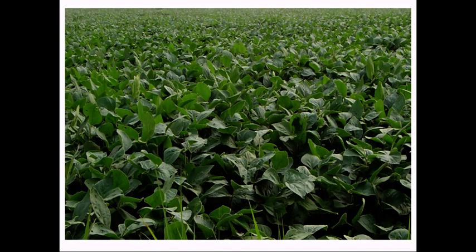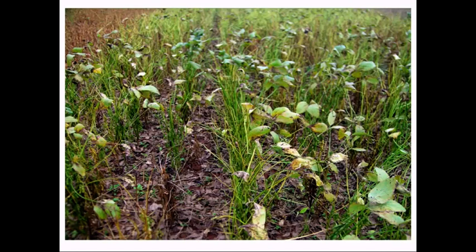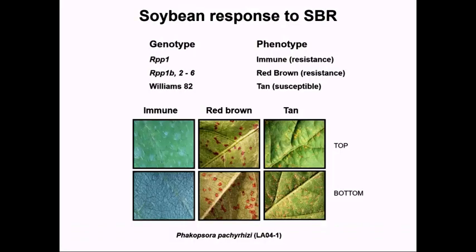All right, so just a brief introduction then to the pathosystem. So we have a field of soybean, and then under conditions that are conducive for the disease, you can have very severe epidemics of soybean rust that can essentially defoliate the crop. And so we've been interested over the years in understanding the responses of soybean to soybean rust.